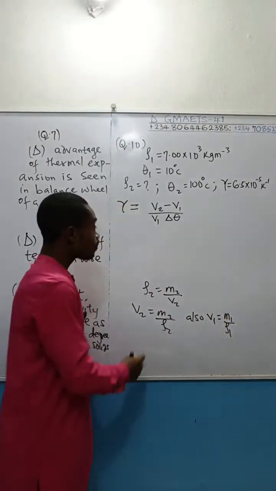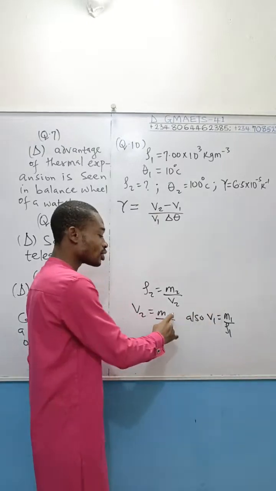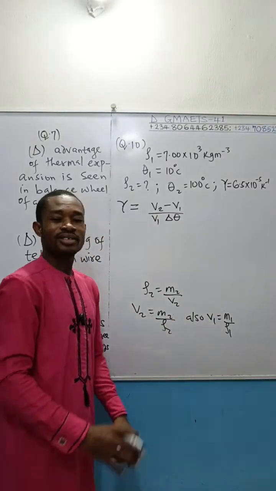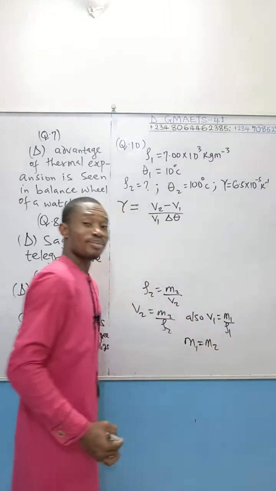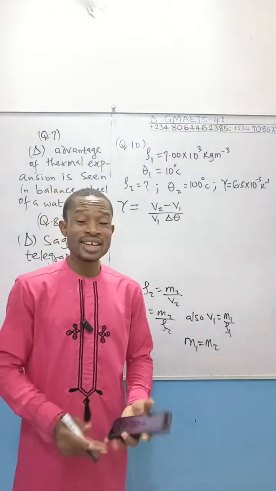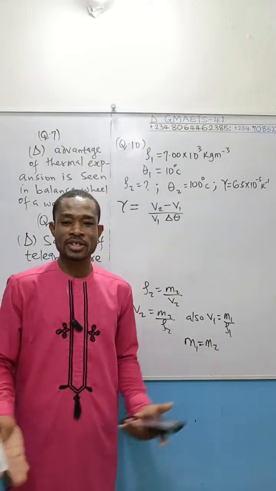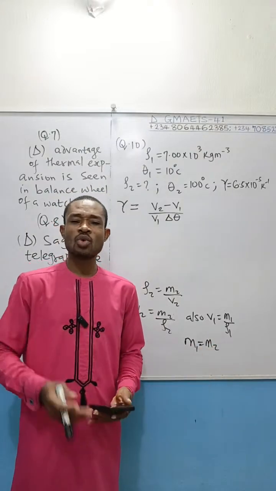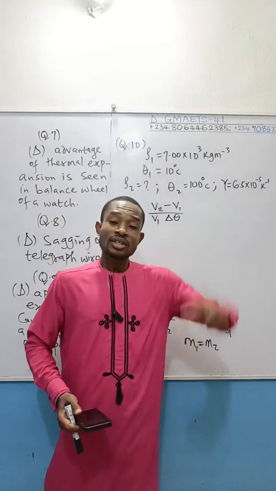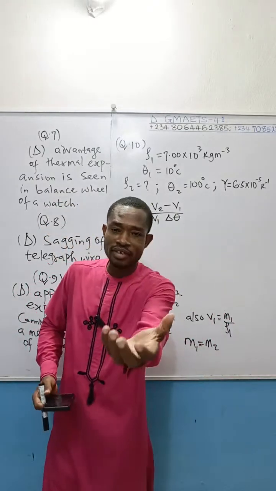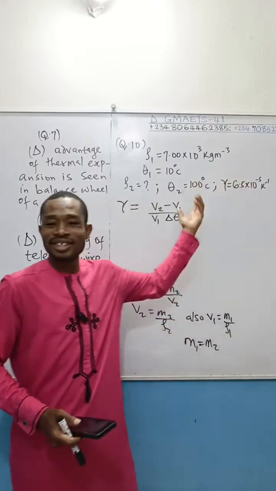But take note, for this particular question, mass 1 and mass 2, are they different? Are they different? They are not. Mass 1 is equal to mass 2. Because we are talking about a liquid, and it is the same liquid, the masses must be the same. There is no statement in the question that shows that the masses are different. The mass of the liquid is just a single liquid given to you that was being heated, under this condition.